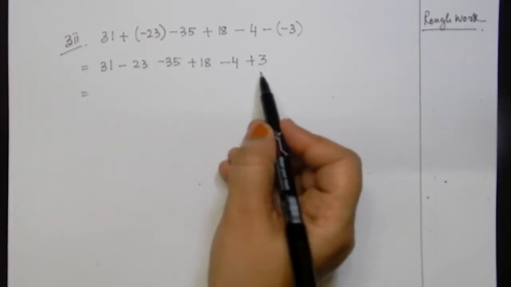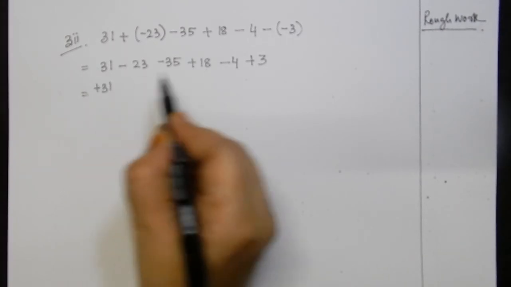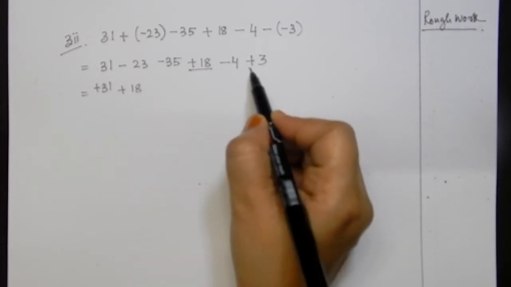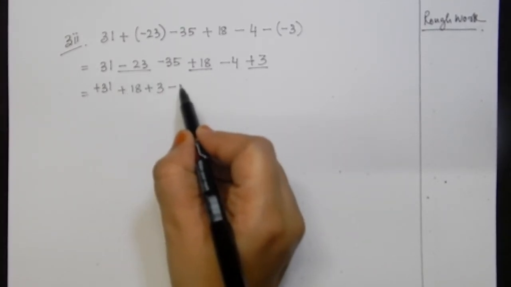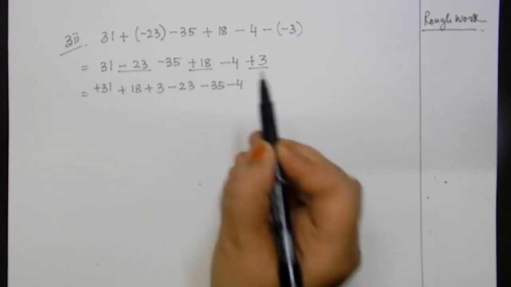Let us write all the positive numbers first. Nothing over here, that means positive. So plus 31. We'll bring plus 18. Then plus 3. Then we'll bring it here: minus 23, minus 35, minus 4.